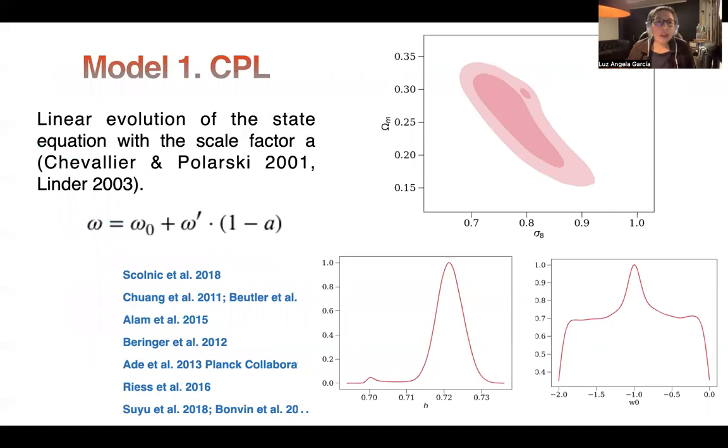So I'm going to explore different parameterizations in cosmology in order to find out how well each performs. The first model I'm going to try is the CPL, the Chevallier-Polarski-Linder model, which accounts for a linear parameterization that evolves with the scale factor. This question has been explored in different works, so I'm just showing what we get when we use different observables in cosmology.